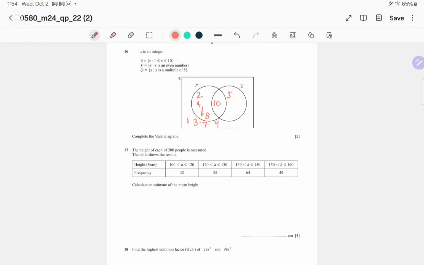Okay, so next question 17. The height of each of 200 people is measured and the table shows the result. Before going to this, we have to find the intermediate values to get the frequency heights. So 100 to 120, the height is around 110 here. Here 125. Here 140. In between heights I am measuring it. Here it is 170. To calculate the frequency, I am writing it simply. The first number is 110 into 32.